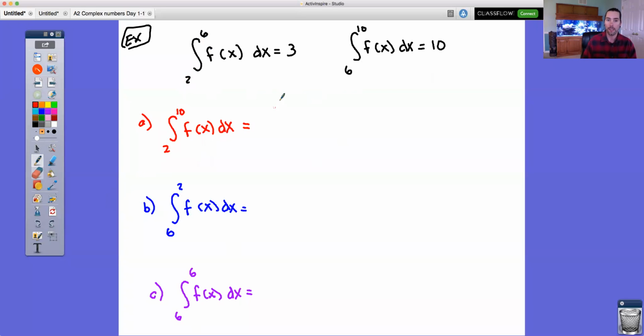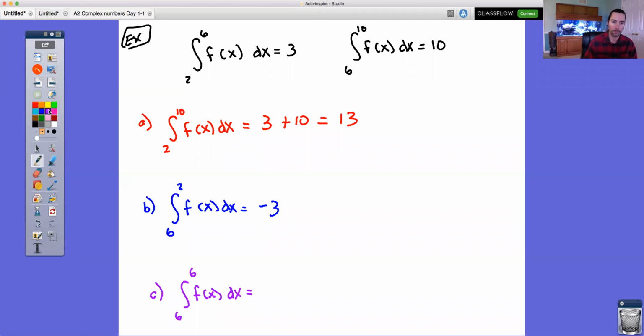Well, if 2 to 6 is 3 and 6 to 10 is 10, you can add them up and get 13. Go all the way through 2 to 10. That is the additivity property. B, integrate f of x from 6 to 2. Well, I'm telling you 2 to 6 is 3. If I switch the order of integration, I have to change the sign of the answer to -3. That is your order of integration property.